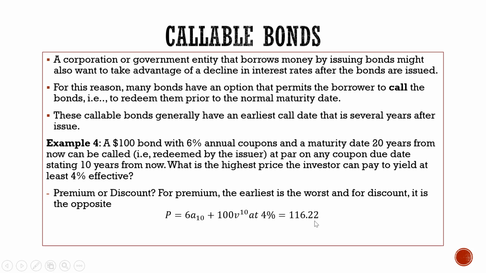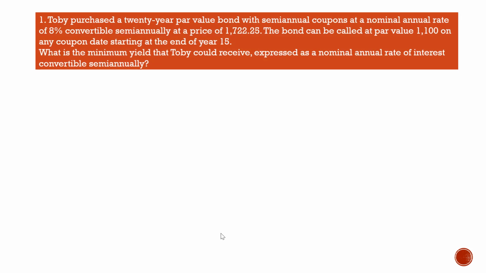Now suppose at the beginning you pay $116.22 for this bond, but then you call the bond at time 20, then the yield interest rate should be 4.73%, which is higher than 4%. You see that? So that is everything for bond. Now we are going to practice some problems.